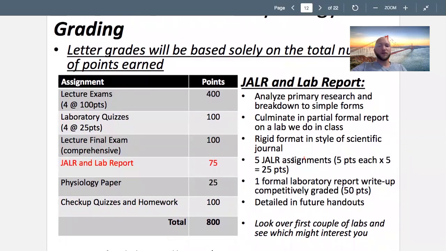50 points. So 5 JLR assignments, 5 points each, and 1 formal laboratory report write-up, 50 points. The due dates for all these are already listed in the syllabus. The first journal assignments are going to be due the 2nd week of class. So be prepared.